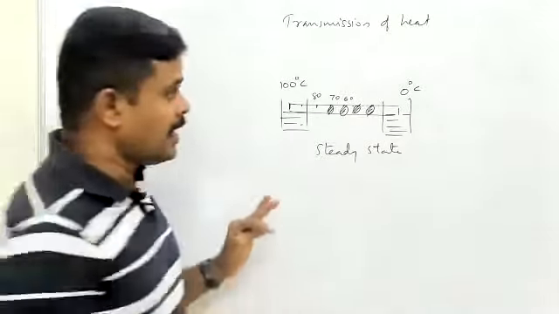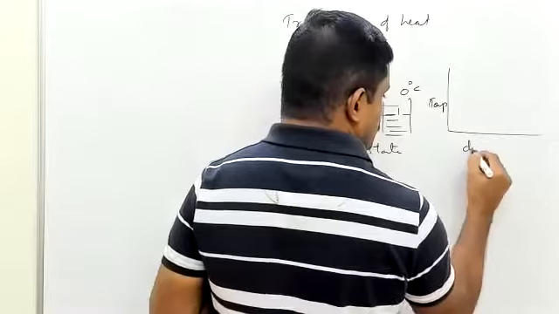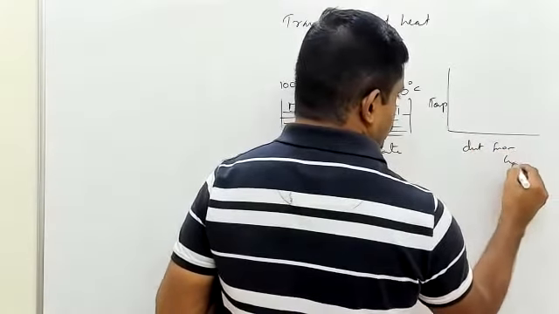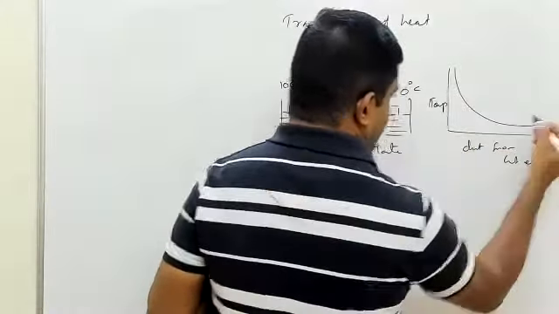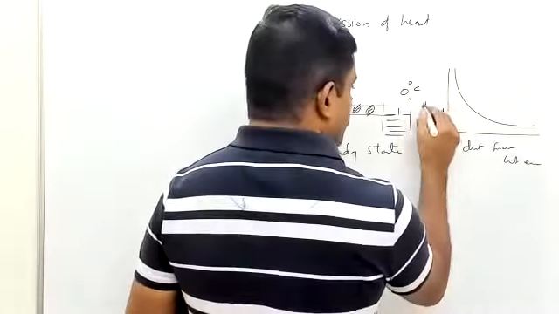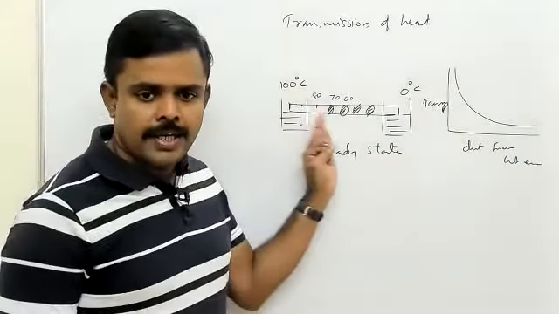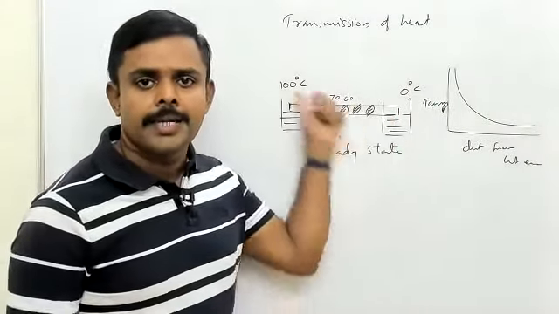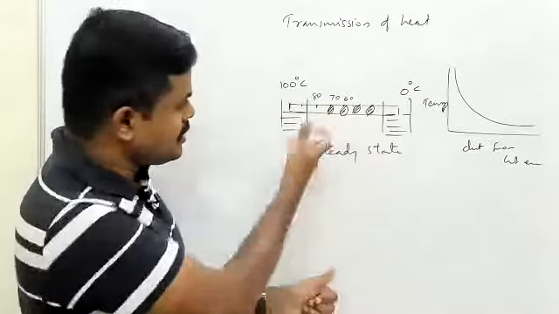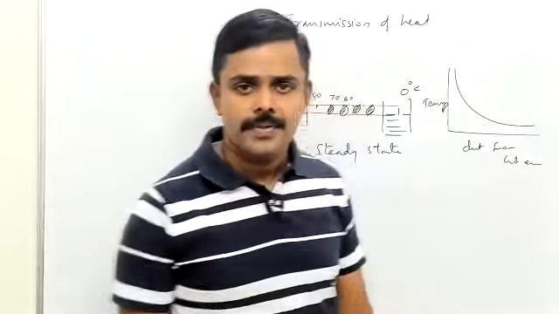And if you draw the graph of temperature against distance from the hot end, it will look like this. It will be a rectangular hyperbola. That is actually common sense. As you increase the distance from the hot end, temperature decreases, right? That is seen clearly here. Temperature decreases exponentially. Look at that.